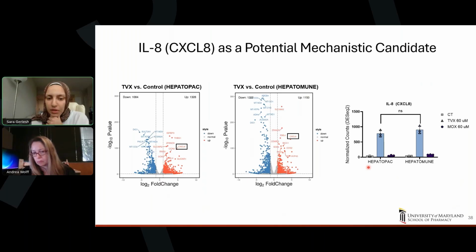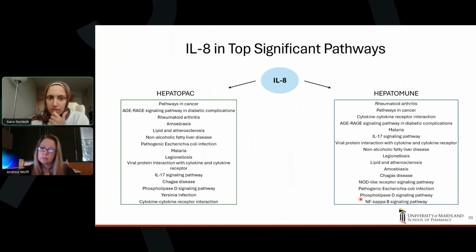Here I'm showing normalized mRNA expression results in HEPATOPAC versus HEPATOMUNE at the IC20 dose of trovafloxacin. And also, I just included this slide to show that interleukin-8 was enriched in top significant upregulated pathways in both HEPATOPAC and HEPATOMUNE. So the mRNA expression of interleukin-8 was elevated in our RNA-seq studies. Also, the protein level was elevated, and finally, it's involved in top enriched pathways.